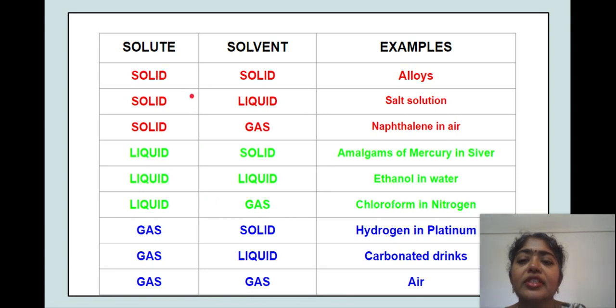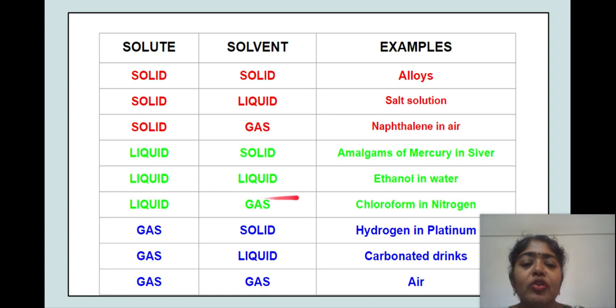So, let us consider the first example, a solid in solid type of binary solution. The most common examples are all your alloys made of metals like stainless steel, bronze, brass, etc. Next we have solid in liquid type of solutions, that is your salt or sugar solution. We have solid in gas, that is naphthalene in air. Naphthalene sublimes in the air to give a solid in gas type of solution. Next, we have the liquid in solid type of solutions. Example, amalgams of mercury. Liquid in liquid types of solutions: ethanol in water, even milk and water.